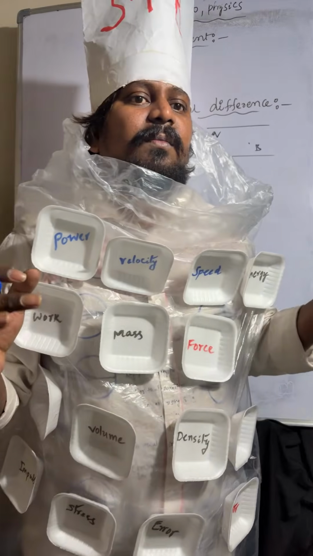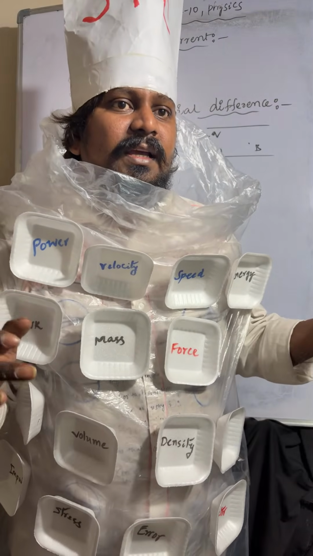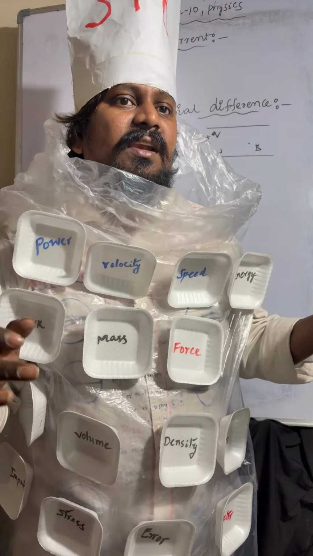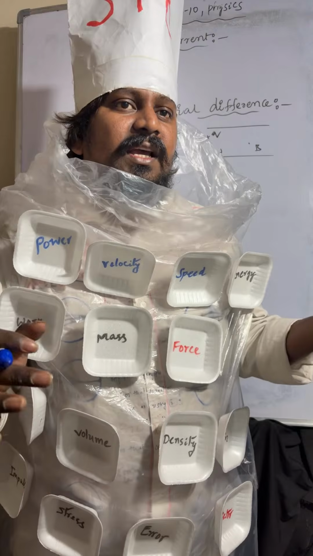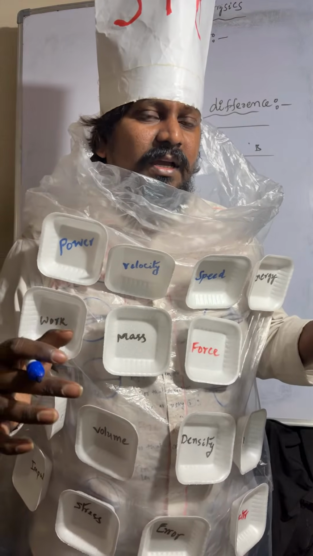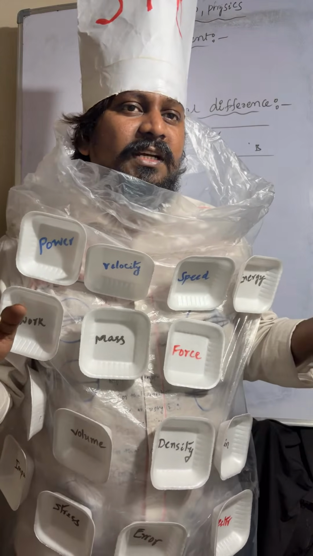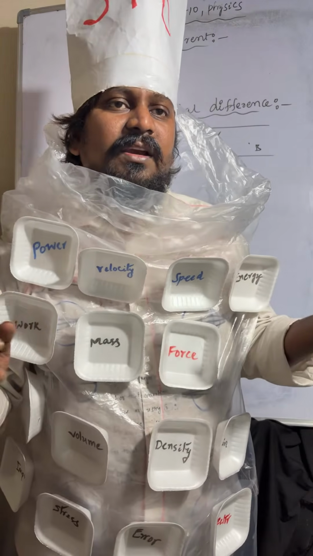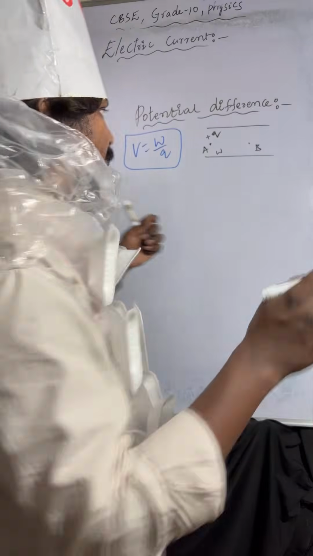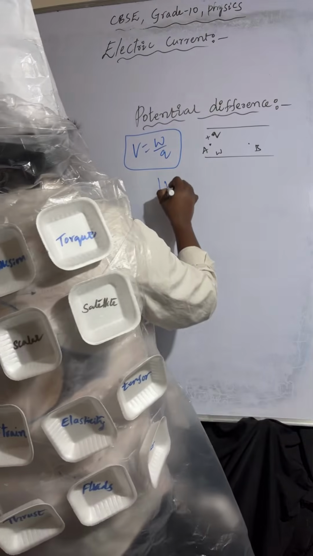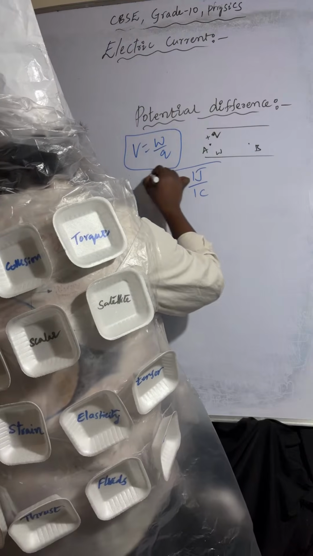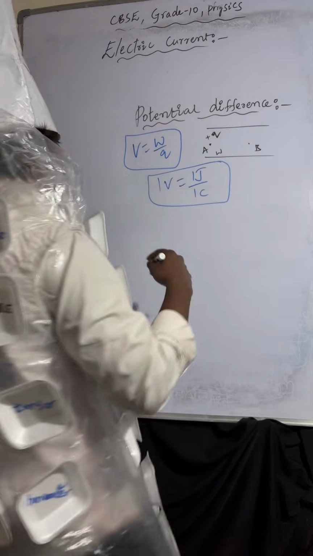The SI unit of potential difference is volt. The SI unit of work is joule. The SI unit of charge is coulomb. So 1 volt is defined as 1 joule of work done to bring 1 coulomb of charge.